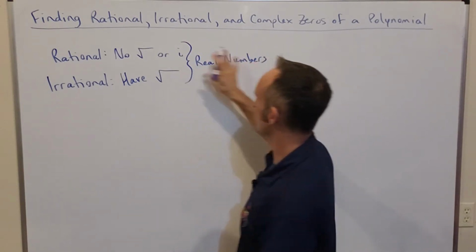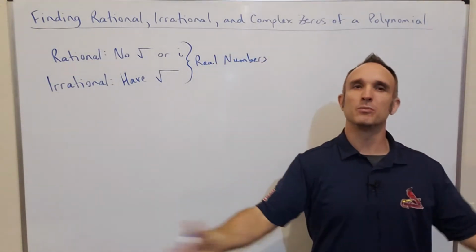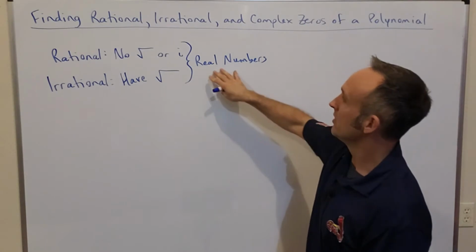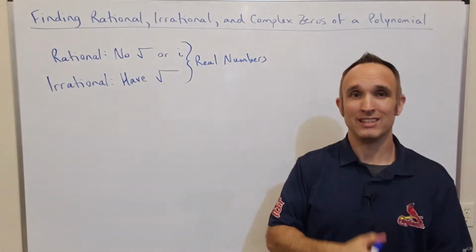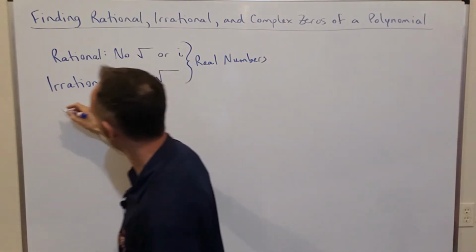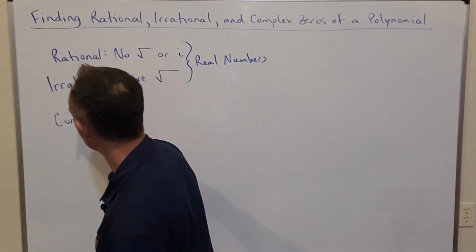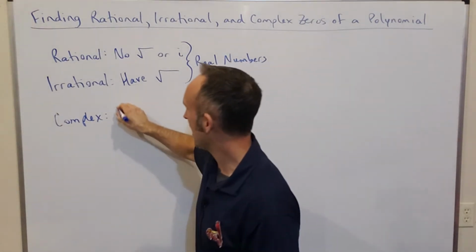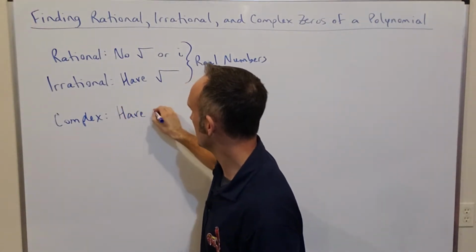The real numbers are numbers that live on the number line somewhere. Okay? Just to make this very simple. Now, the unreal numbers are called complex numbers. Complex numbers involve the imaginary number I, okay? Have the imaginary number I.